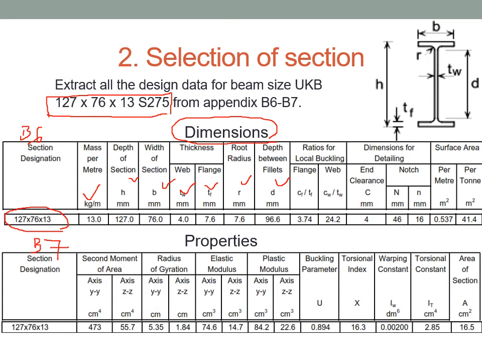The other one at B7, we have the properties of the beam, which is the second moment of area, radius of gyration, elastic modulus, and plastic modulus, and also here we have area of the section. All the properties are given in the appendix, so we just need to take out all the design data that we can use to design the beam.